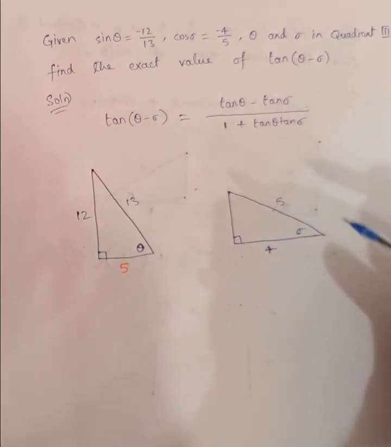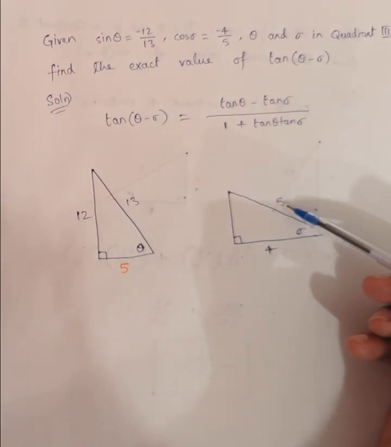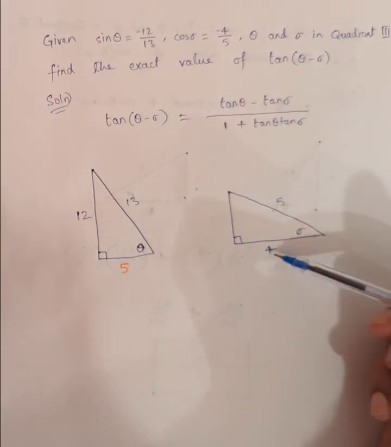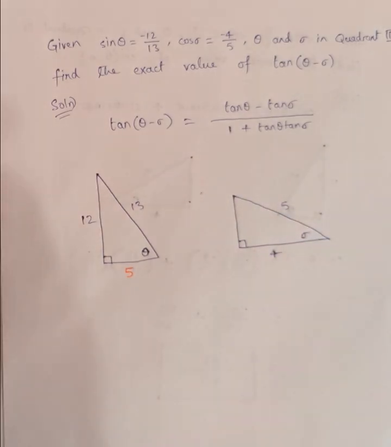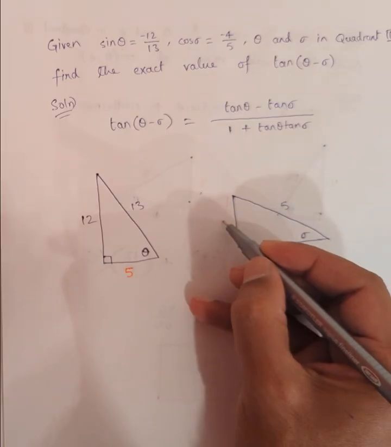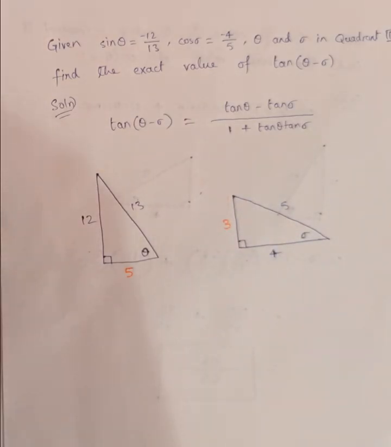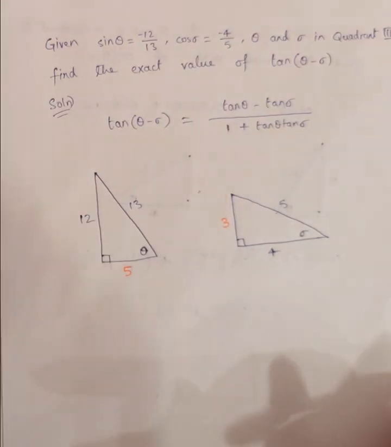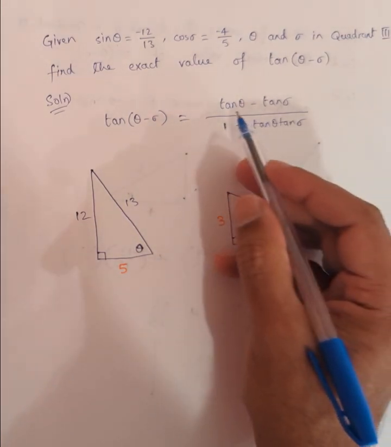To get this side, use the Pythagorean theorem. Square this, you get 25. Square this, you get 16. 25 minus 16 is 9. So this side is going to be square root of 9, which is 3. So from here, we can get tan theta and tan sigma.